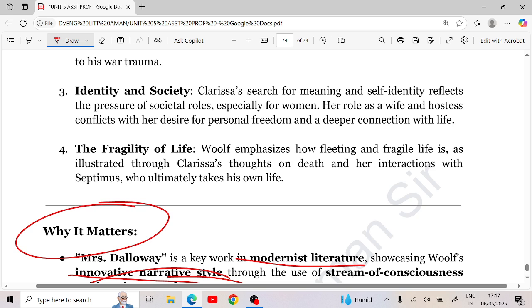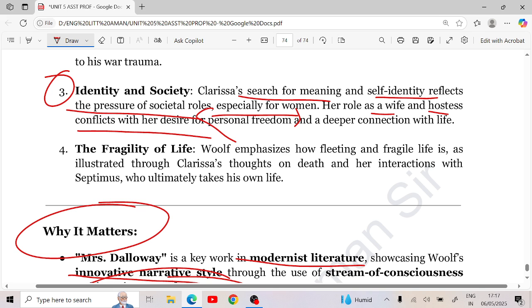Now we have the third theme, that is identity and society. So Clarissa is searching for the meaning and self identity, which reflects the pressure of societal roles, especially for women. Her roles as a wife and hostess conflict with her desire for professional freedom. What she wants is professional freedom and a deeper connection with life. So this is the third theme, that is identity and society.